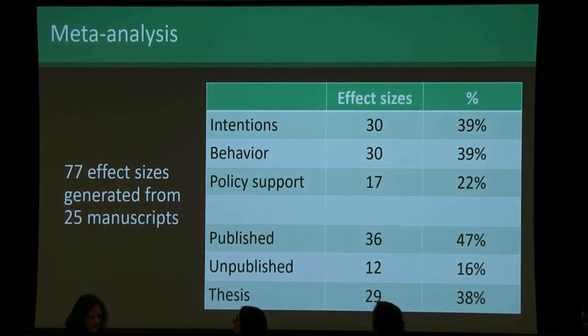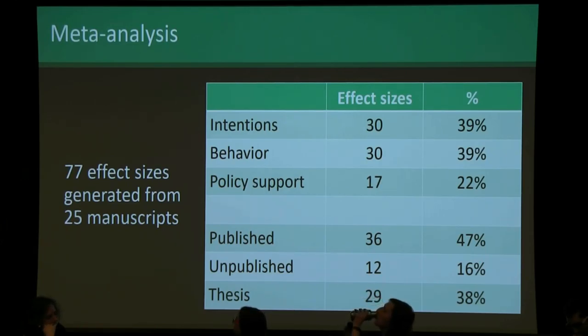So you already know all about meta-analysis because of Alex's talk. And getting back to this question about the literature being unpublished, we included papers that were unpublished and published. We had 77 effect sizes from 25 manuscripts, so it's kind of a small study in comparison to some others that have been done. But in this area, this is the first meta-analysis that's been done.